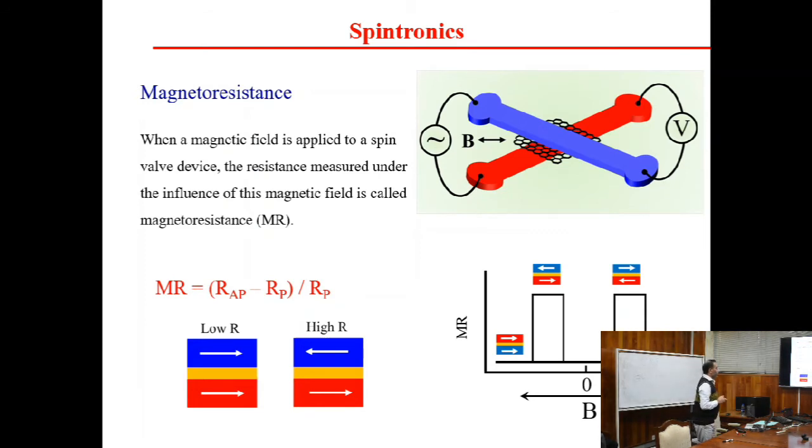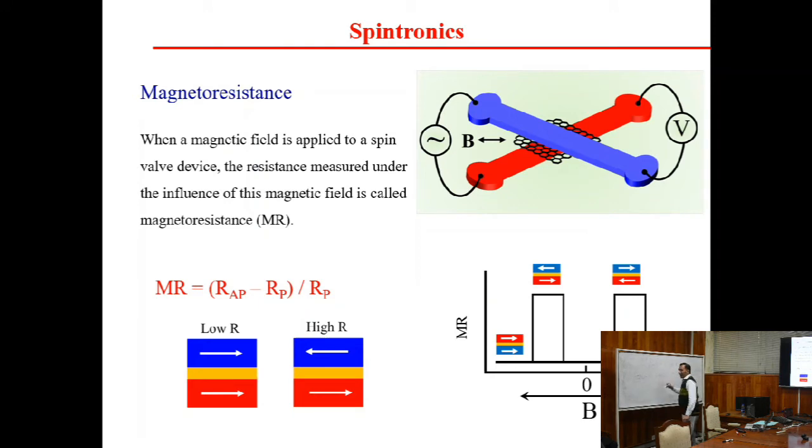If you have a large change in resistance, that is known as the magnetoresistance, normally known as MR. The higher resistance minus the low resistance, over R naught, is your change in resistance, known as magnetoresistance.